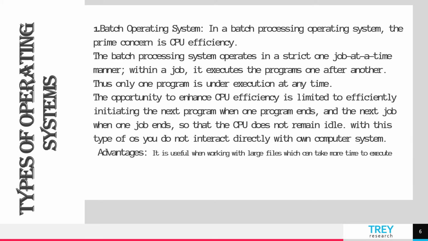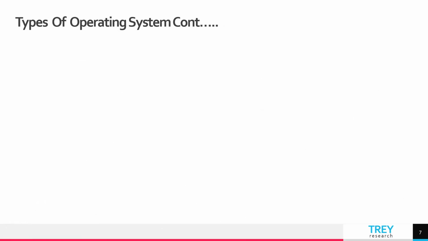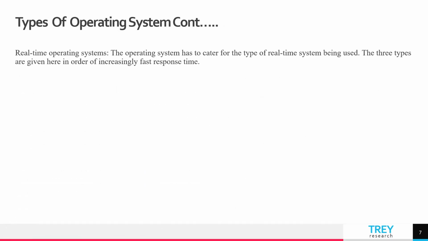Okay, we move on to the type of operating system which is the real-time operating system. The operating system has to cater for the type of real-time system being used. The three types are given here.